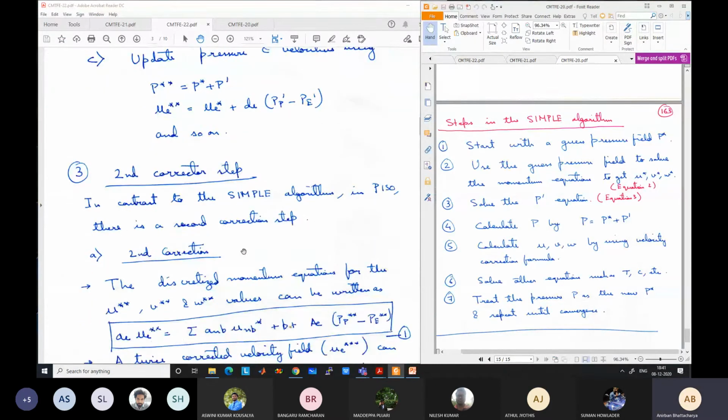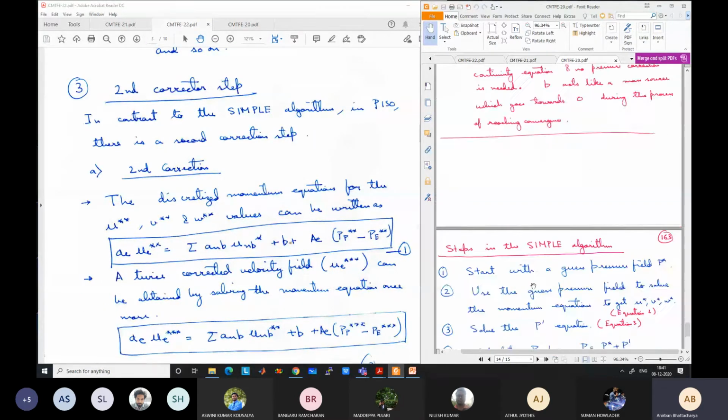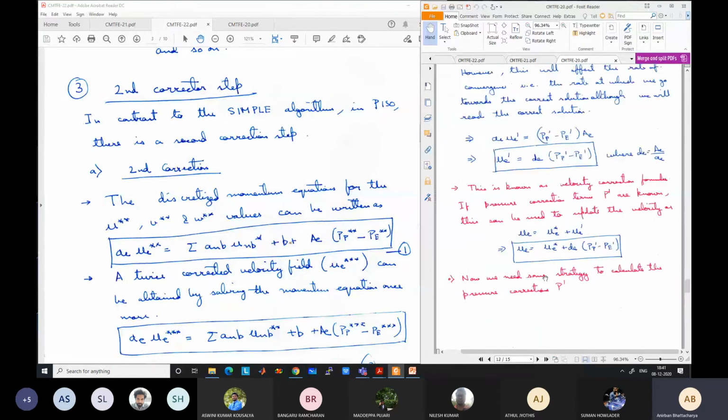So in contrast to the SIMPLE algorithm, in PISO there is a second correction step. So now what we are going to do is, if we go back to the momentum equation in SIMPLE, okay.